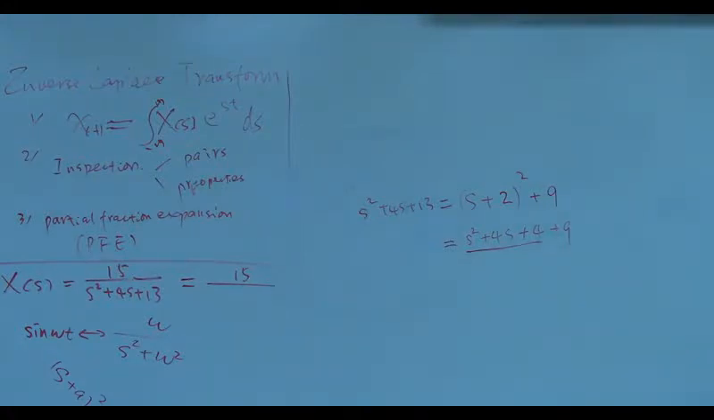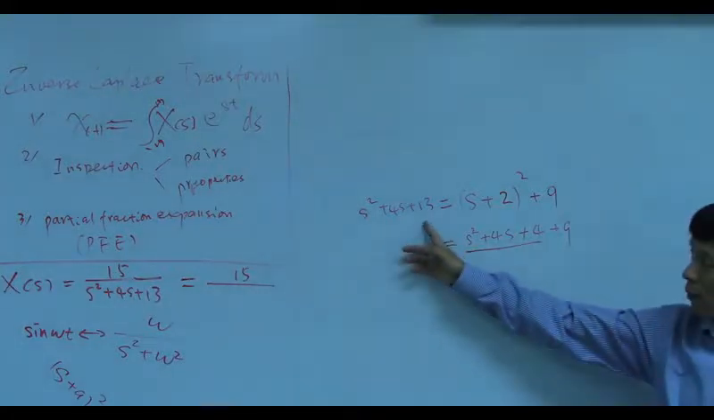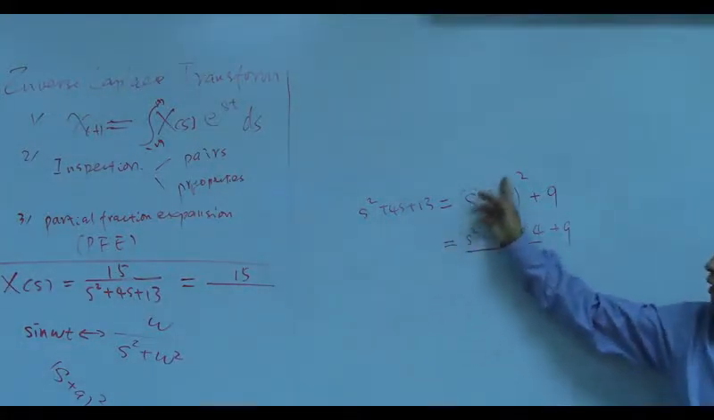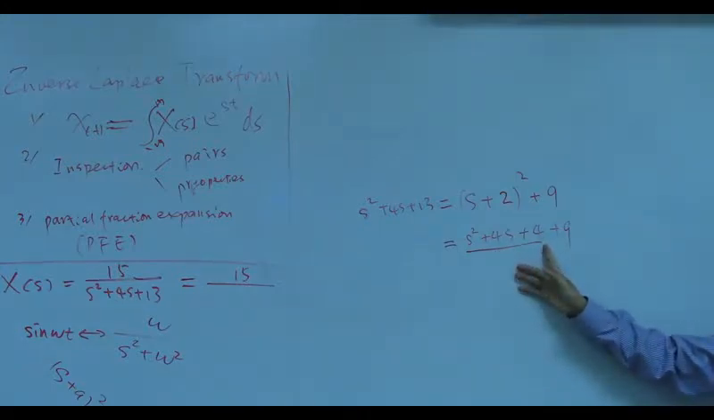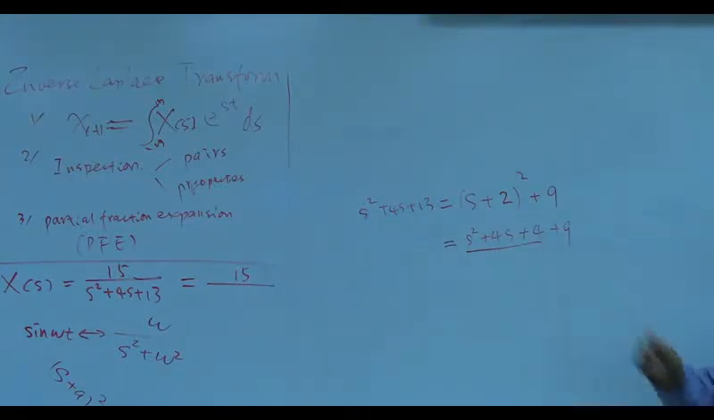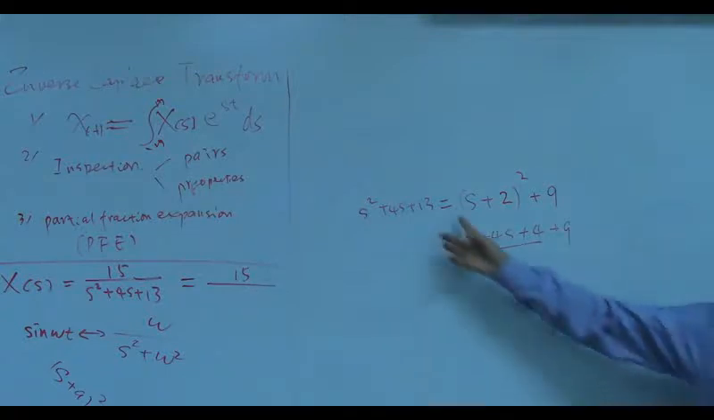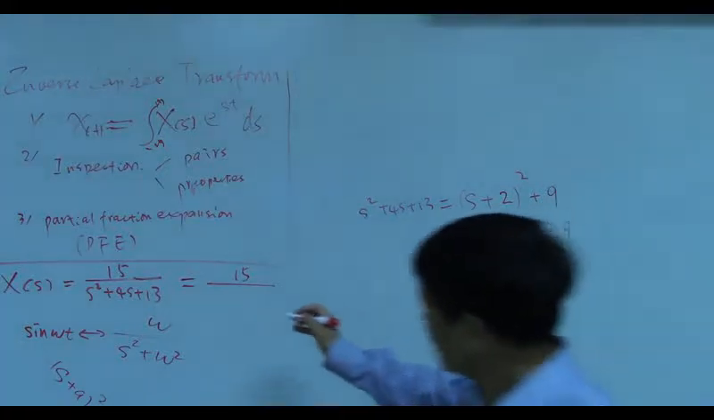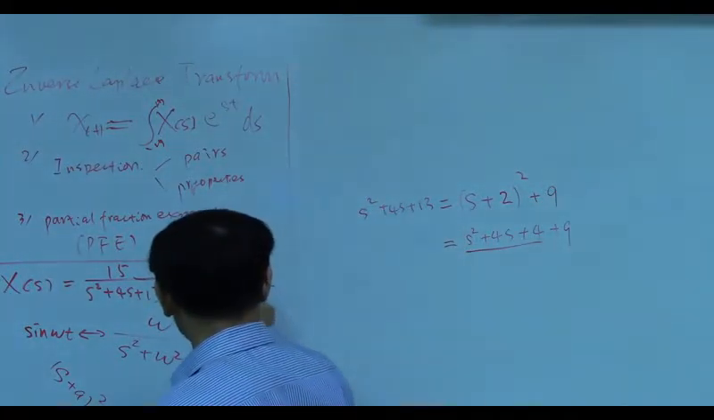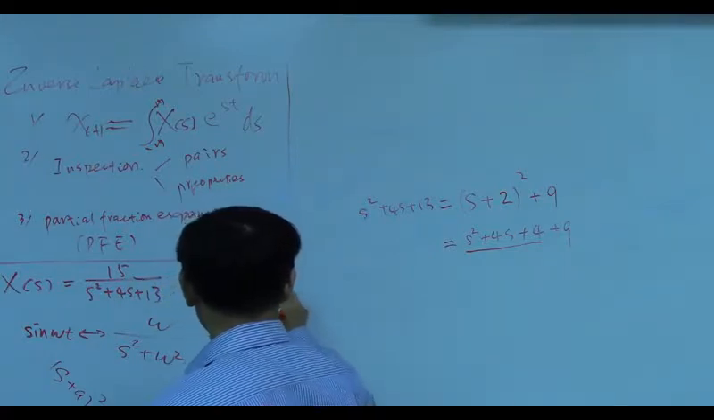The 9 is because originally we have 13. But in this parenthesis square, we have only 4 here. So you need to plus additional 9 to make this equal. Okay? Does it make sense? Alright, so let's write this one. So s plus 2 squared, then plus 9.